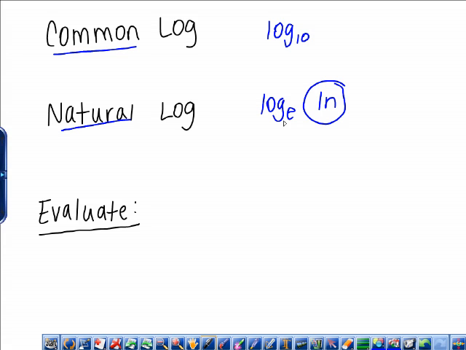We're not going to do a whole lot, maybe a little today, but not a whole lot with logs of other bases. Maybe just to practice, but in application, you're going to use one of these two. Okay, your calculator, by the way, if you just type the log button, it assumes log base 10. In tomorrow's lesson, we're going to talk about change of base so that when you do have a log of a different base, you can change it either to log base 10 or log base e.